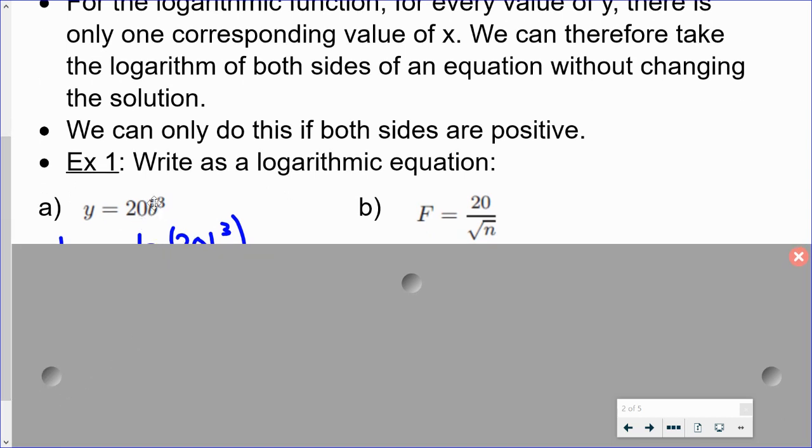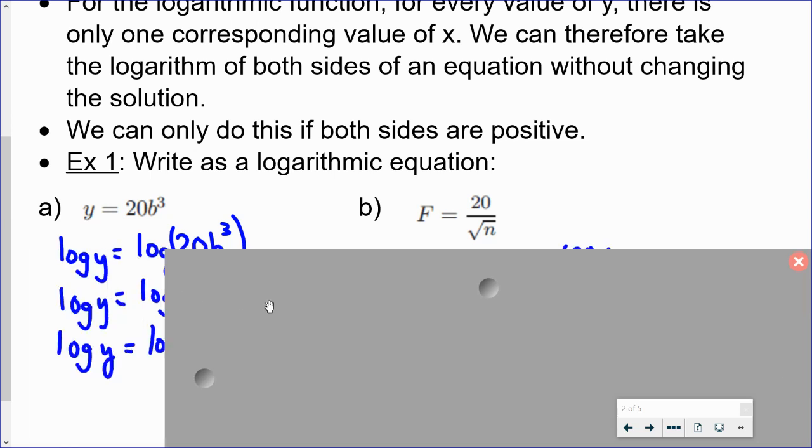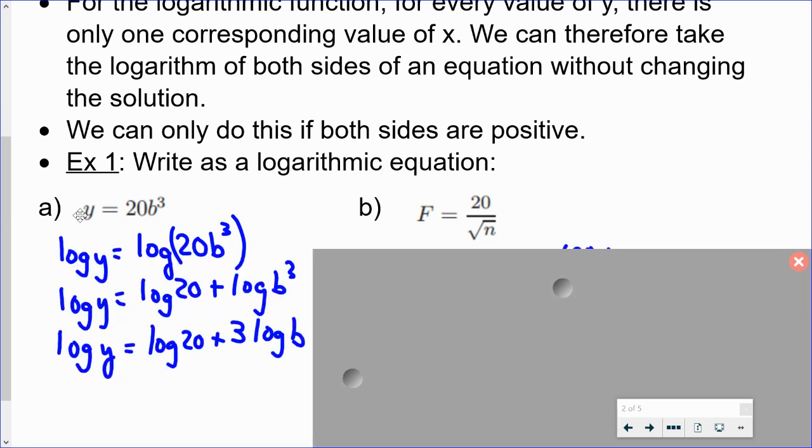So, for example, if I want to write this as a logarithmic equation, I could take the log of both sides and write log of y equals log of 20b cubed. Then I could expand this a little bit and break this down into log of 20 plus log of b cubed. And if I want to, I can drop that 3 in front of the log b. Now, this doesn't seem so useful in this form, but we're going to use this for other purposes later.